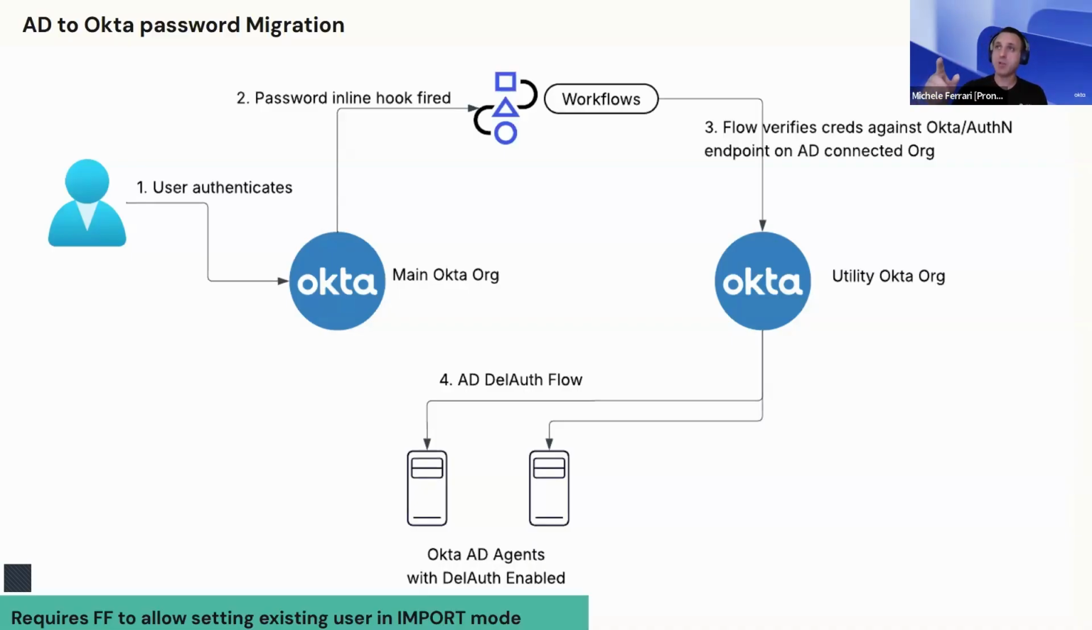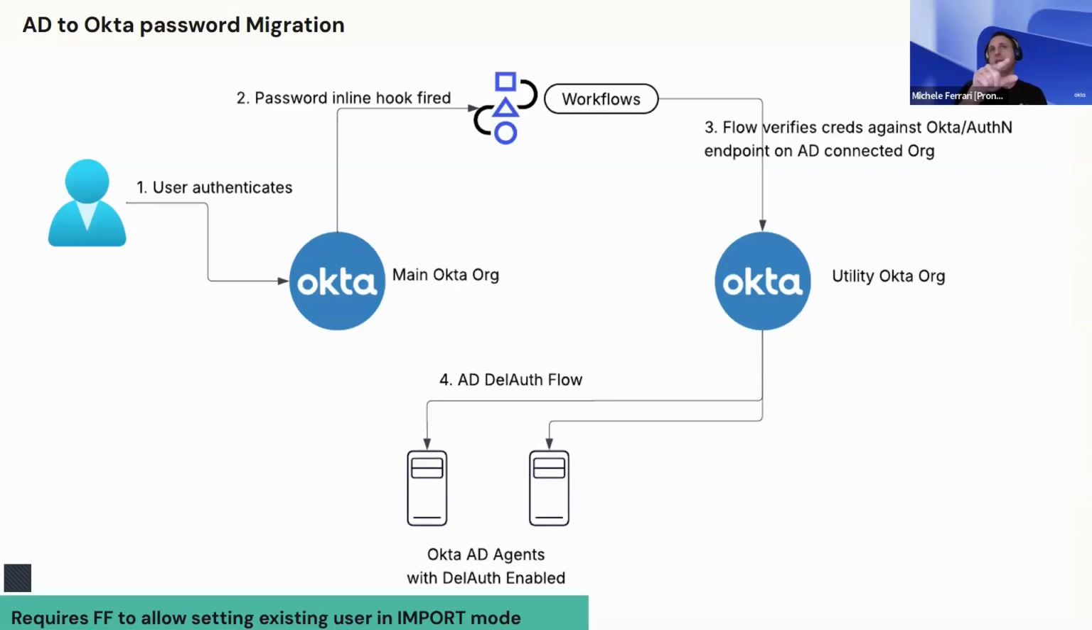And when I do that, Okta will basically call the AD agent and verify a password to the domain controller, which will return a message to the utility org, which will return a message to my inline hook, telling whether the password was right or not. So the utility org was just an additional piece put in place just to expose the capability to verify a password by API, so that we can set the user into the password migration. So we can set the password inline hook on the user.